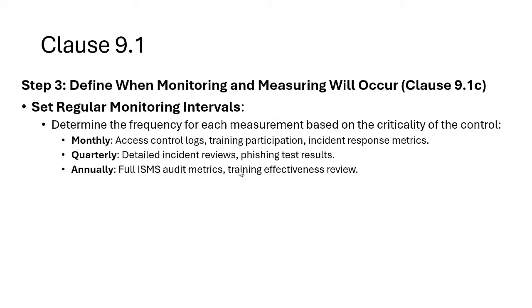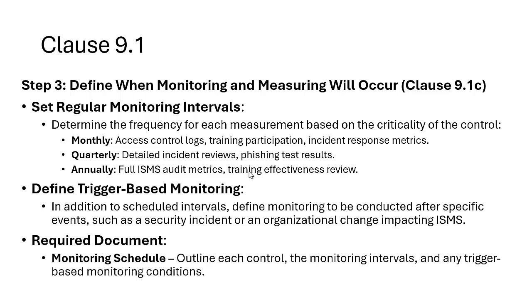Exactly. Once you define the monitoring method, then we have to define the frequency. We have to define when monitoring and measuring will occur. So you have to determine the frequency. You may want monthly, quarterly, or annually. If it's a very critical process, do it monthly. If it's not critical, you can do it quarterly. If it's not very significant, you can go annually, because it involves a lot of time and a lot of money. You can also do trigger-based monitoring, whenever a major change happens in the enterprise business. So we have a monitoring schedule. The required document is called the monitoring schedule, which outlines each control, the monitoring interval, and the trigger-based monitoring conditions.